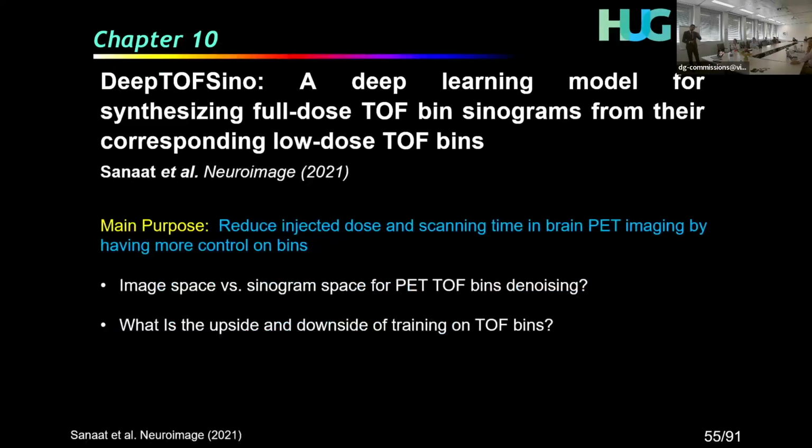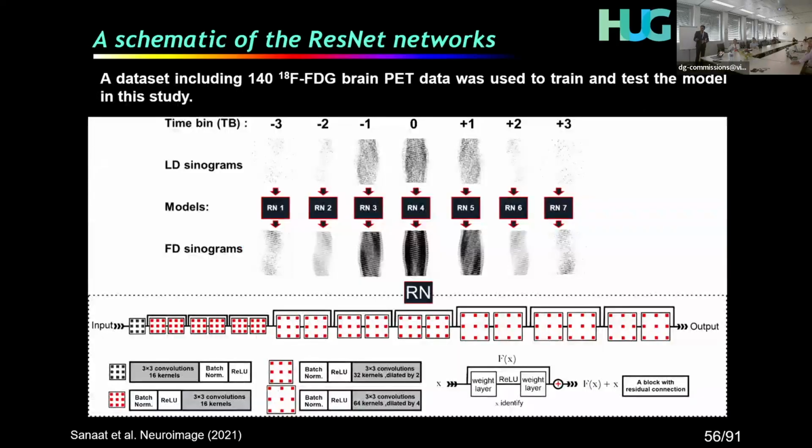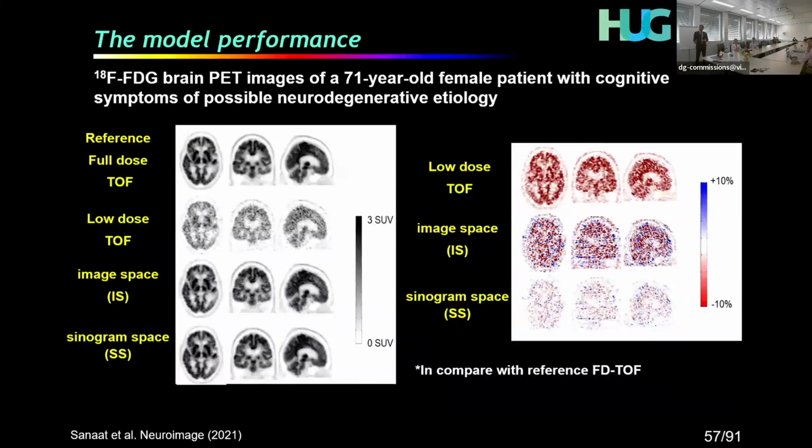So in chapter 10, we discuss the concept of Deep TOF Sino, which is a deep learning model for synthesizing the full dose TOF bins from their corresponding low dose TOF bins and also the images. So basically, we trained different models to generate the full dose TOF bins from the low dose TOF bins. And we also use a similar model to go directly from the low dose TOF images to full dose TOF images. And here is the performance of our model.